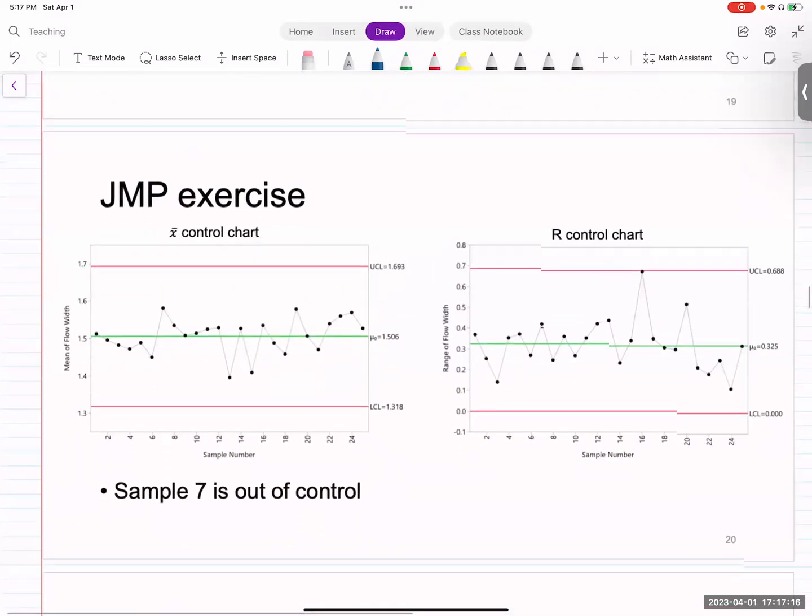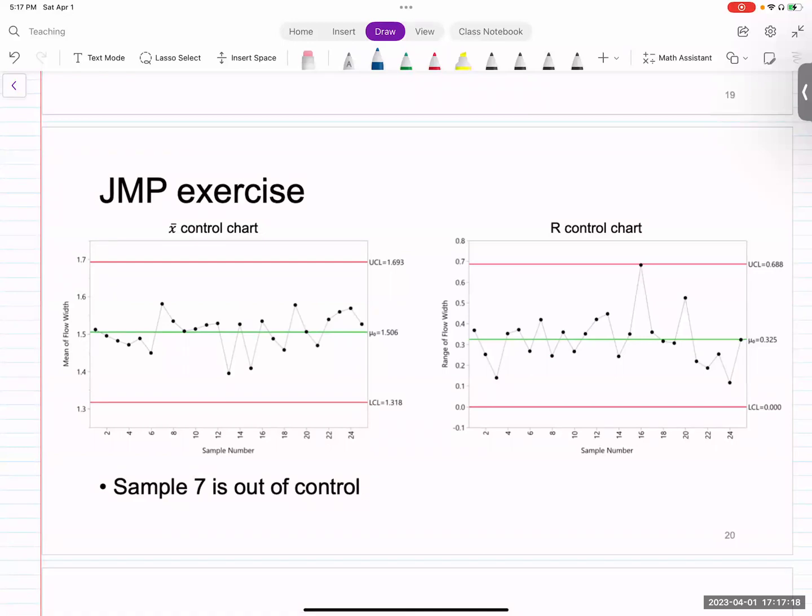Now, many times we use software that can construct these control charts very easily. One of these is called JMP. My plan is to record a short lecture and upload it on how to use JMP for some of these things. Maybe I'll do that once we finish chapter number 6, so somewhere close to chapter number 6, I'll talk about the JMP exercise. But in this case, you can see that we just developed the control chart for the same example that we just did.